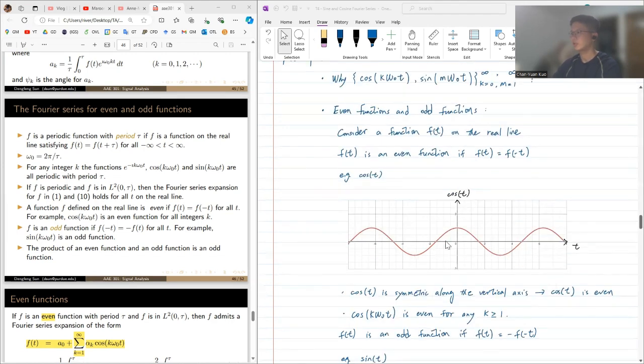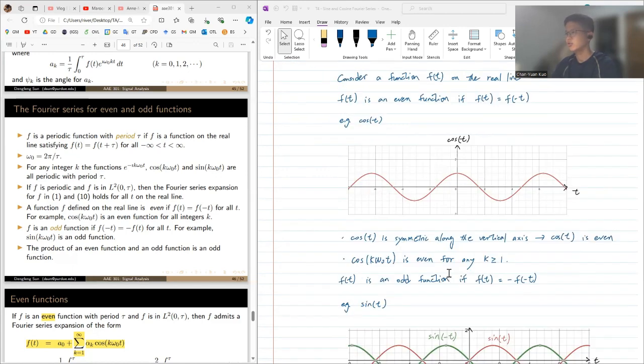Here I have prepared a plot of cosine of t, and you can see that the function cosine of t is symmetric along the vertical axis. So this means that cosine of t is an even function. And this is also true for the functions cosine of k omega naught t for any k that is greater than or equal to 1.